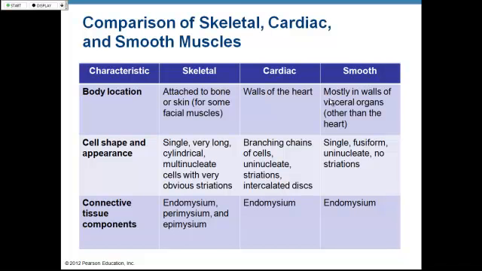So for body location, the skeletal muscles are attached to bone or skin. For some facial muscles, that's why we include skin there. The only place we find cardiac muscle is the walls of the heart, and then the smooth muscles are found mostly in walls of visceral organs other than the heart. If you want to write yourself some examples, put the lumen of the digestive tract, or just plain digestive tract, urinary bladder, blood vessel walls. Those are all hollow organs, and we find smooth muscle there.